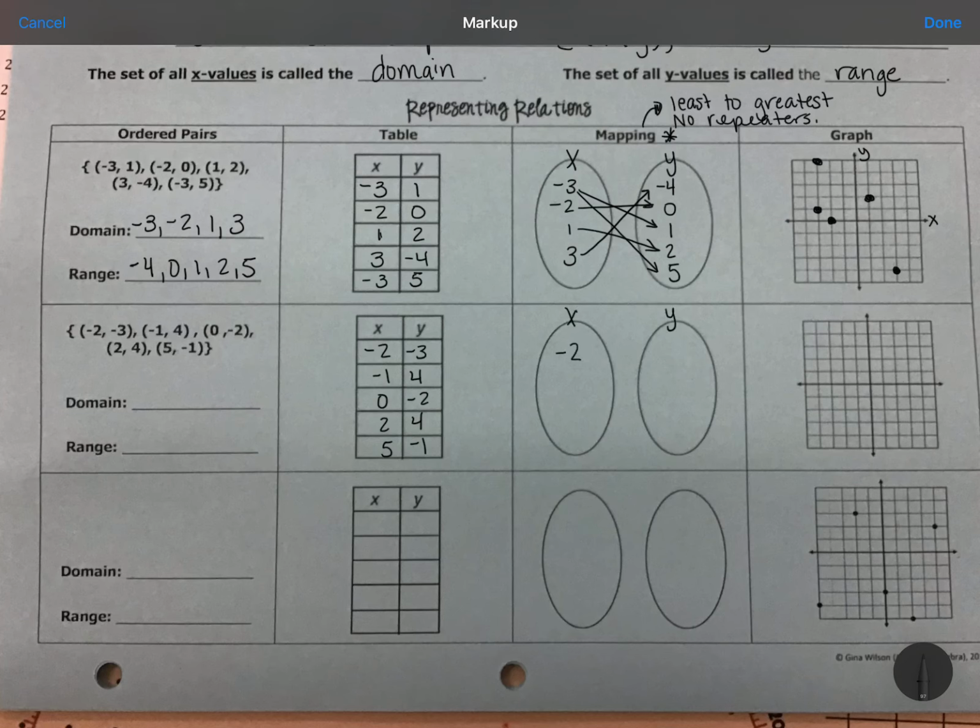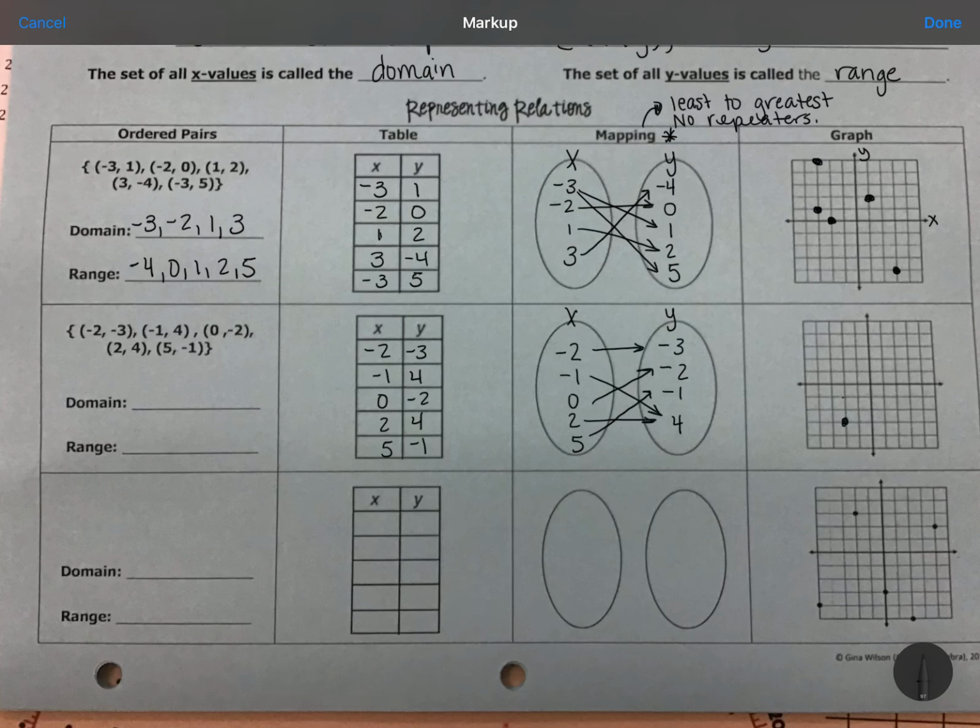So I'm going to go from smallest. Well, that's nice. They already had them in order for me. And same thing on the other side. Notice there's two 4s, but I only put one. And then I'm going to draw arrows to connect my ordered pairs. I'm just looking at my table to help me connect my ordered pairs.